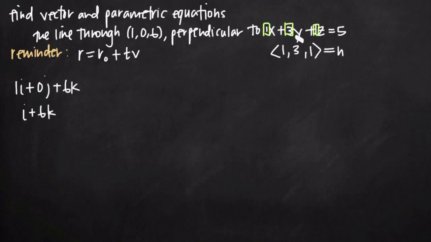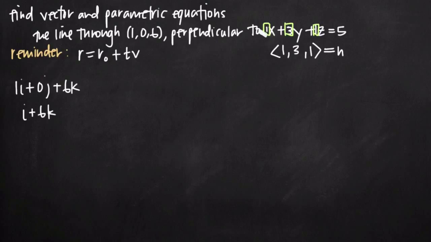Well, because the normal vector is perpendicular to the plane, and we're looking for a line which is also perpendicular to the plane, we know that our line is going to be parallel to the normal vector. So instead of looking for the line which passes through this point and is perpendicular to a plane, we can instead think of this problem as being the line that passes through a point and is parallel to this other vector.